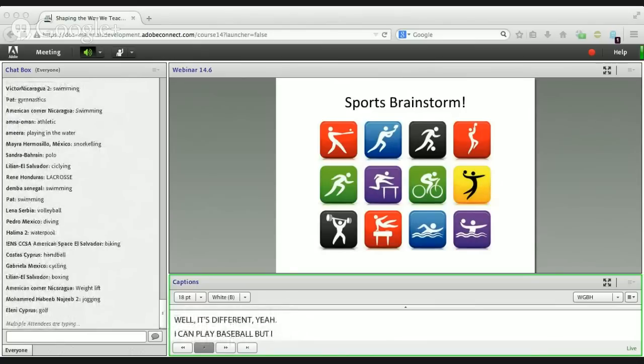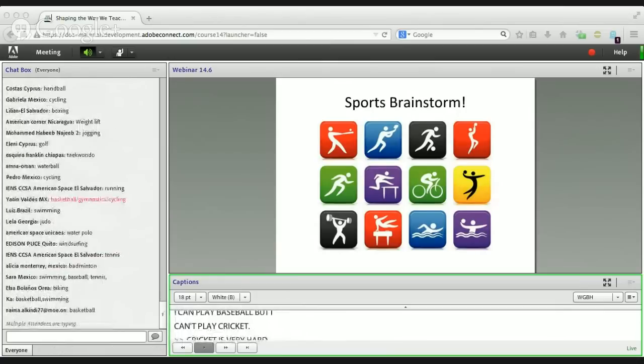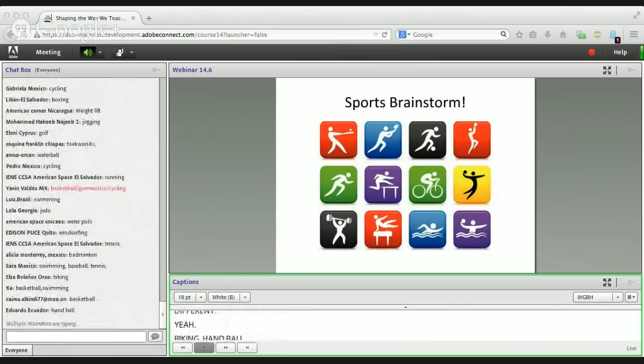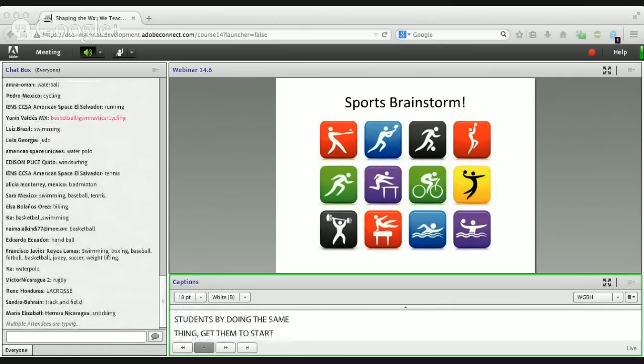Biking, handball, wow, this is a lot. This is great. So this is how you're going to activate your students by doing the same thing. Get them to start thinking about their local sports and the sports they know about.